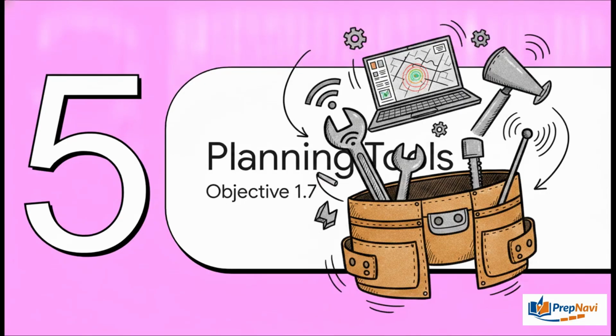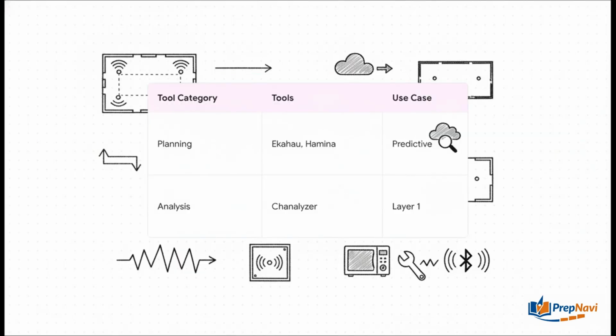Finally, let's wrap up with Section 5, Essential Wireless Planning Tools. Seriously, take a mental screenshot of this matrix right now because this is pure exam gold. Cisco specifically lists these tools in the blueprint. You've got to match Ekahau and Hamina to network planning and predictive design scenarios. If the question mentions drawing walls and modeling AP placements, boom, you choose Ekahau or Hamina.